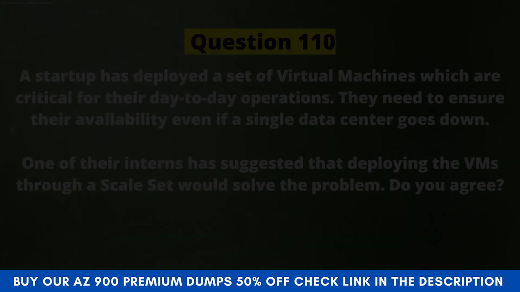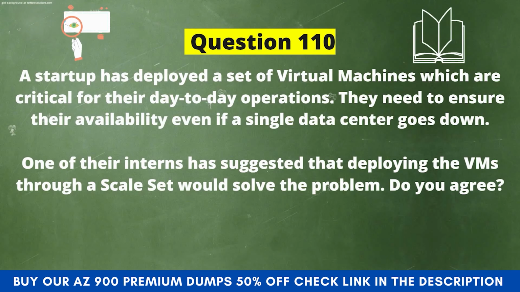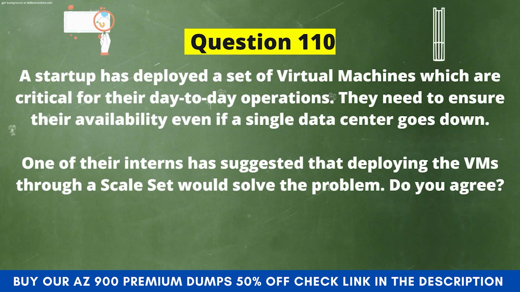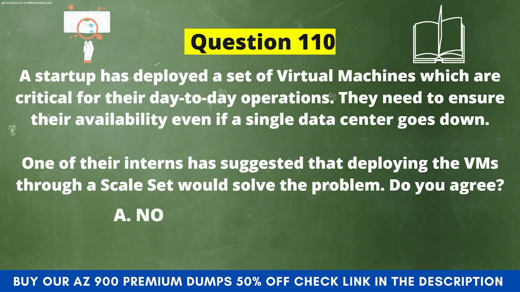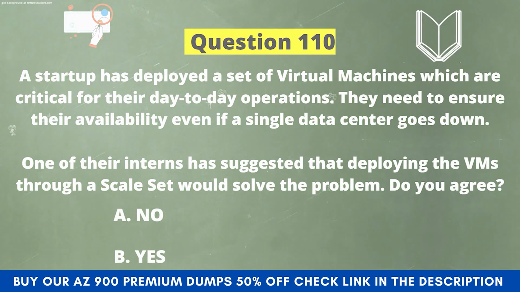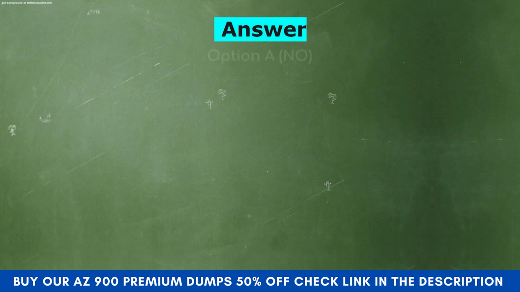Next question. A startup has deployed a set of virtual machines which are critical for their day-to-day operations. They need to ensure their availability even if a single data center goes down. One of their interns has suggested that deploying the VMs through a scale set would solve the problem. Do you agree? Option A, no. Option B, yes. And the correct answer is option A, no.